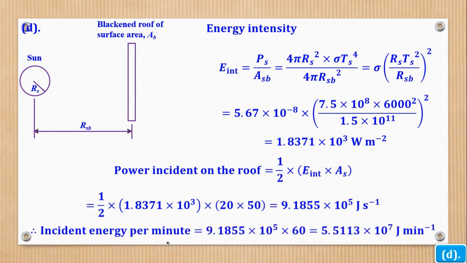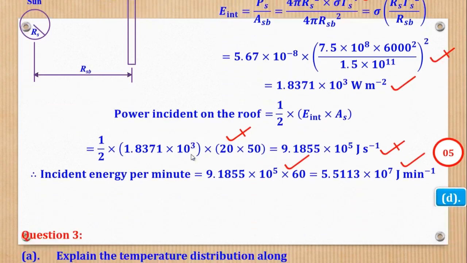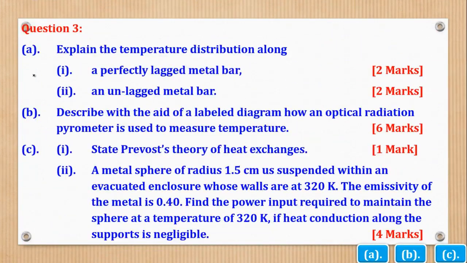In the question they told us they wanted energy incident per minute. They used that word per minute, but this is now per second, so we have to change it to per minute by multiplying by 60 to come up with this as the answer required. And that is how the marks would be awarded. So now we shall go to question 3.